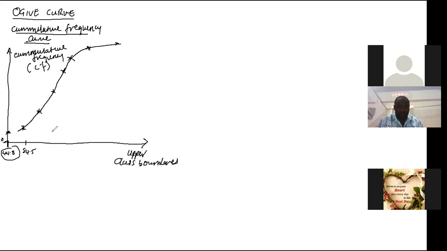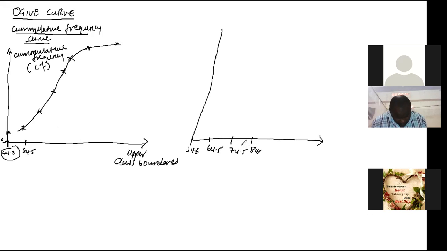When you start with 54.5, it will start exactly somewhere here on the axis. Let me show it to you. If you start with 54.5, then 54.5 will be here. Then you follow it with 64.5, then 74.5, 84.5, then 94.5, then 104.5, then 114.5. So it will start exactly here.